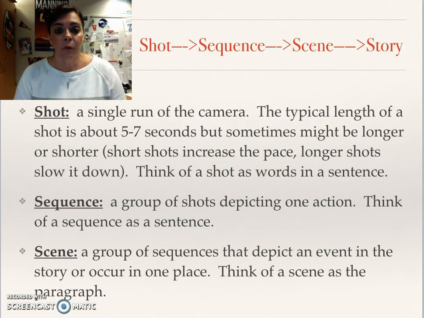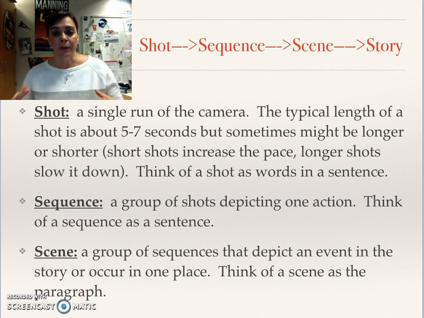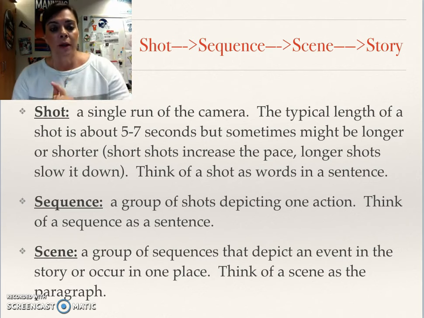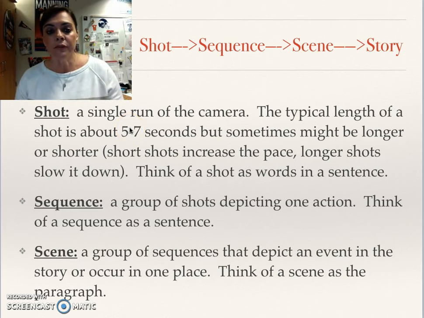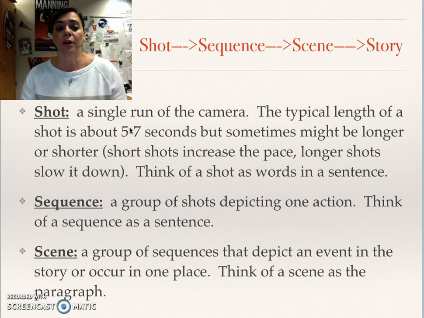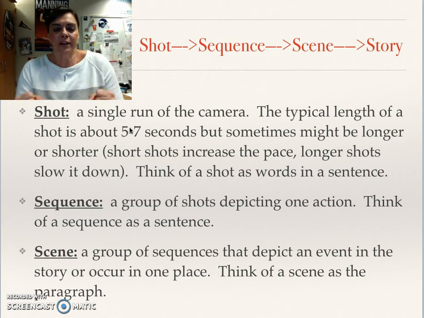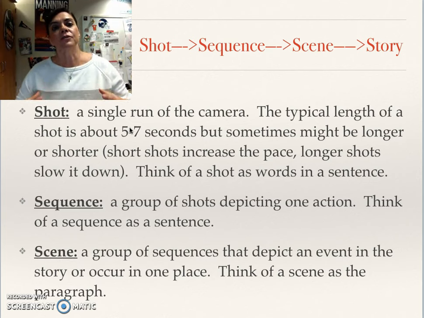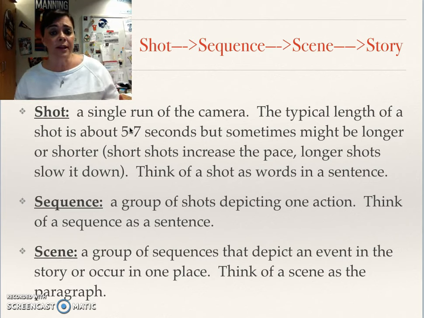All right, now when you're out filming, you have what's called the shot, sequence, scene, story. So we see here a shot is just a single run of the camera. The typical length of a shot is about 5 to 7 seconds, but sometimes it might be longer or shorter. Short shots are going to increase the pace. So if you're trying to make something look frantic or fast, you might do shorter shots. Longer shots kind of slow it down a little bit. So you might do a 10 or 12-second shot to slow things down.